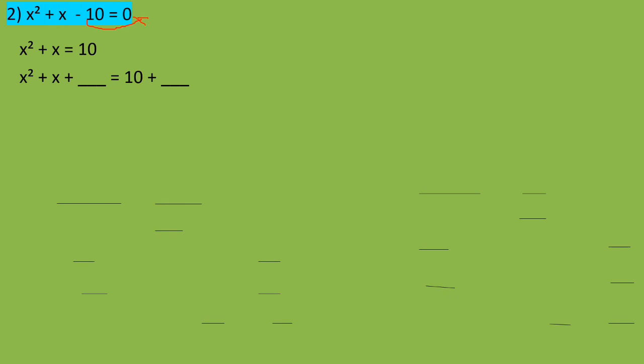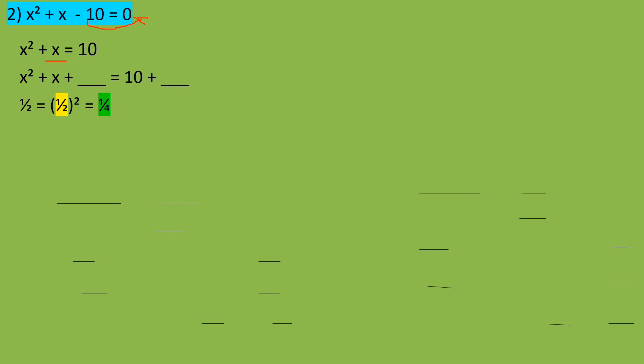Para ma-identify natin kung anong gagawin dito, kasi hindi siya perfect, di ba? Kaya ito ang hinahanapan natin. Okay? Susulat natin siya ng ganito, x squared plus x plus blank is equal to 10 plus blank. So, kukunin na natin yung number ng middle term. So, ang number ng middle term ay 1. So, yun ang i-divide natin ng 2. So, 1 divided by 2 is equal to 1 half. And then, raised to 2. Square natin siya. So, (1 half) squared is equal to 1 times 1 is 1, 2 times 2 is 4.